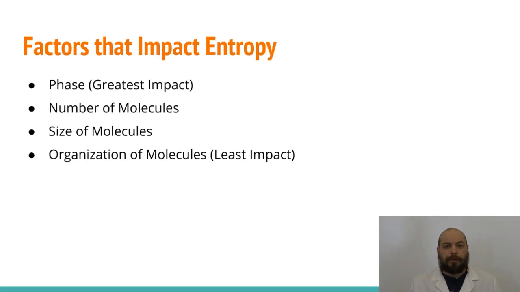The things that we can look at as having an impact on the entropy of a system are, in decreasing order: the phase, the number of molecules, the size of the molecules, and finally the organization of the molecules, or how the molecules themselves are built. All of these things can change the entropy of a system. And so we're going to look at each of these in order of what has the greatest effect to what has the least effect. So let's start with the phase.